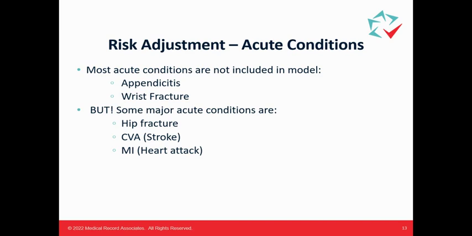However, some acute conditions are in the model. Things like hip fracture, acute stroke, acute MI, those things are included, okay? But you can see that those would have implications for future care, right? So that's, I believe, the difference between the acute conditions up above and the ones below, if they have implications for future care.